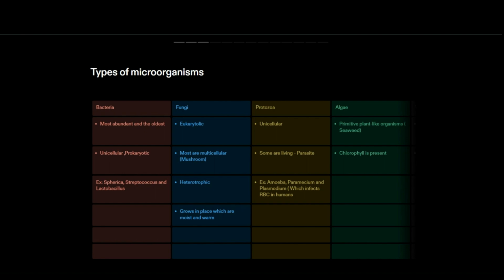Next, protozoa. It is a group of single-celled microorganisms that have animal-like characteristics. They can move from place to place. Examples: amoeba, paramecium, and plasmodium, which infects RBCs in humans.